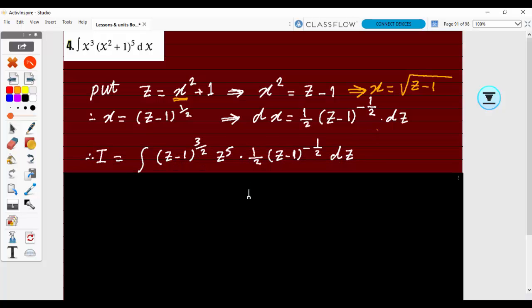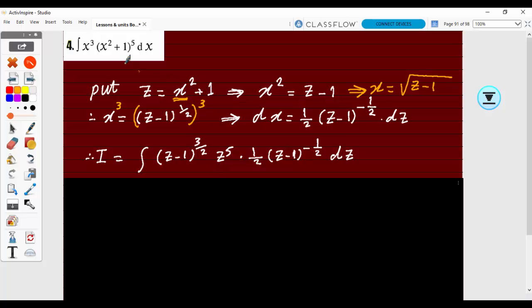And then I equals the integration of (z minus 1) all power 3 over 2. Here we have x power 3, but x equals (z minus 1) power half. So x power 3 equals ((z minus 1) power half) all power 3, and half multiplied by 3 equals 3 over 2. So the integration equals the integration of (z minus 1) all power 3 over 2 times z power 5.